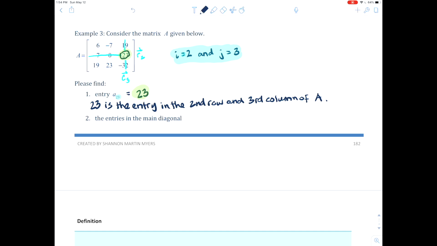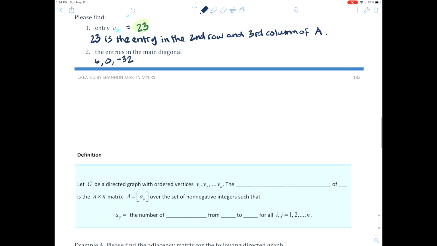So here we go. What are the entries in the main diagonal? If we go from the top left down to the bottom right, we get the entries 6, 0, and negative 32. Cool? All right. So that's the answer for this one, and then the 23 was the answer for the first one.